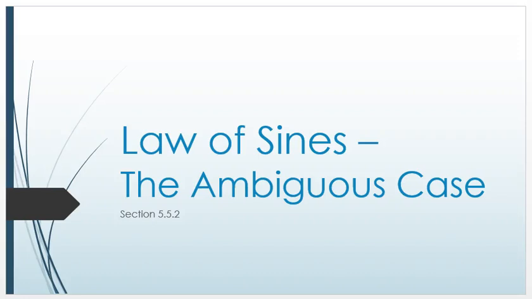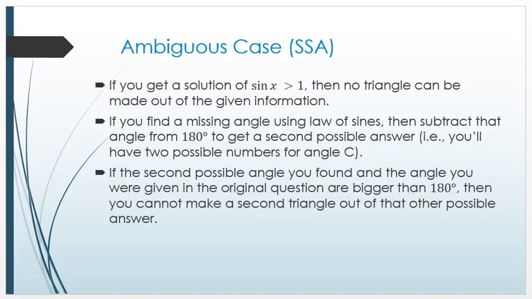In this video, we're going to look at some of the more complicated examples for what can happen when you're using the law of sines. So in the last video, we talked about the situations where they may give you two angles and one side. Now we're looking at problems where they give you two sides and one angle.